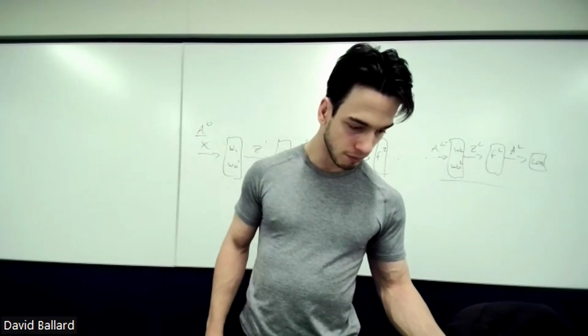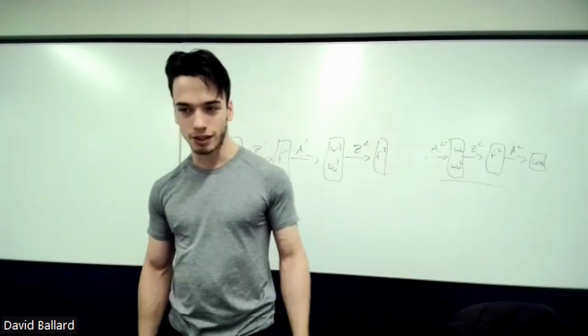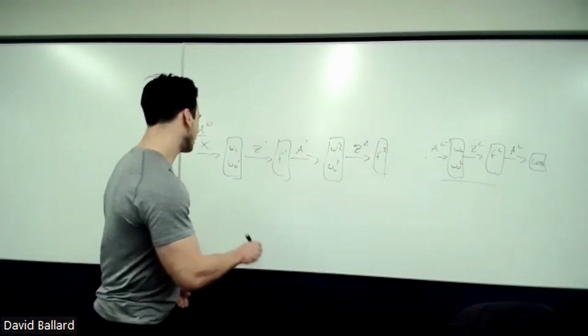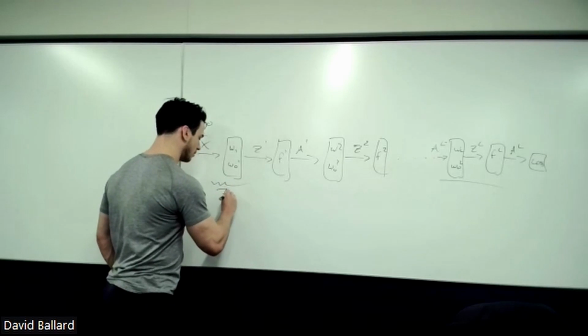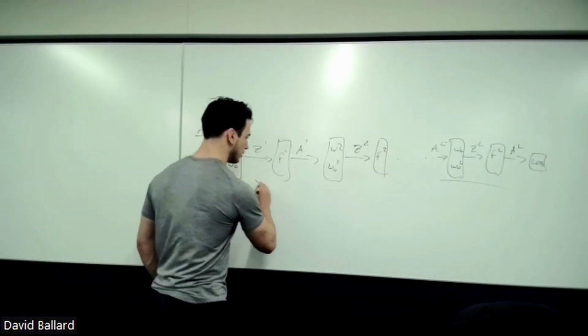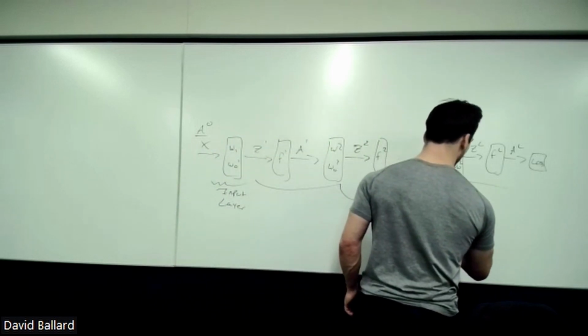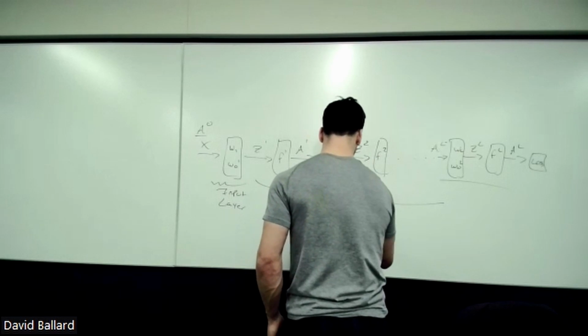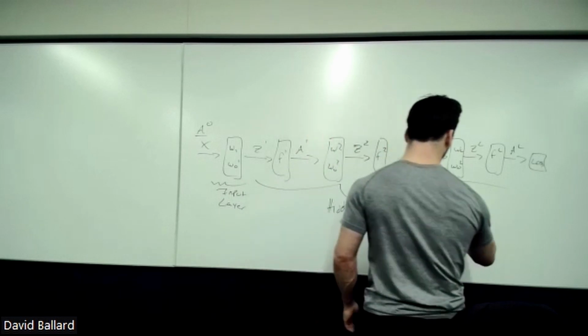Any questions? That's pretty much what a neural network is. You have your input layer. These are all your hidden layers. And then you have your output layer.